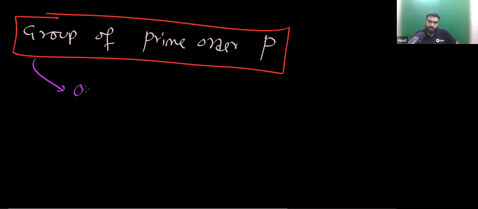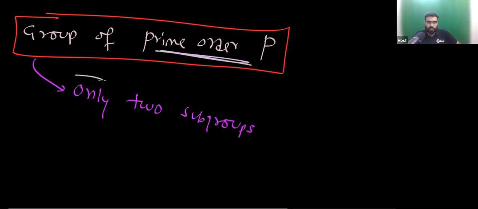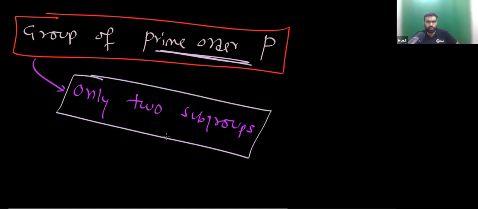In a group of prime order, only two subgroups are there. You don't even have to check. What are those? A group of prime order will have only two subgroups. Why? What is the reason?